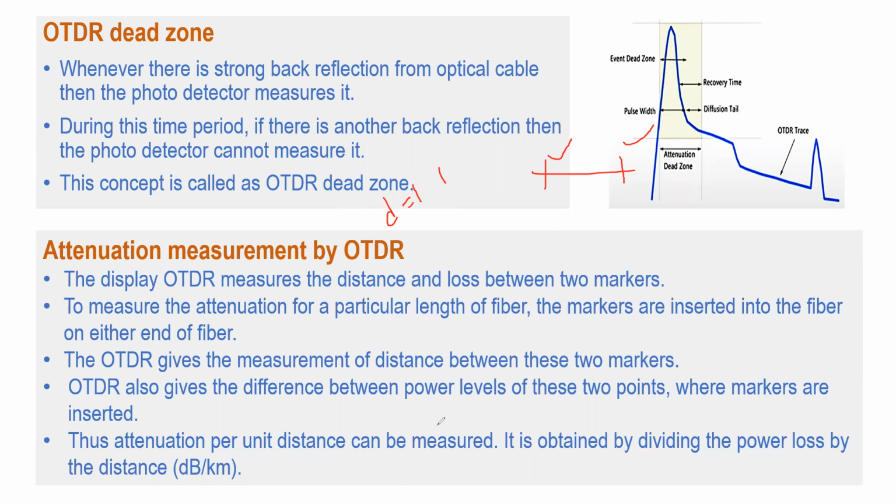OTDR also gives the difference between power levels of these two points. If there is any power deviation between where the markers are inserted, it is also going to mention that. Thus, attenuation per unit distance can be measured. It is obtained by dividing the power loss by the distance. So the total power loss is calculated and divided by the complete distance in order to obtain the value per unit.